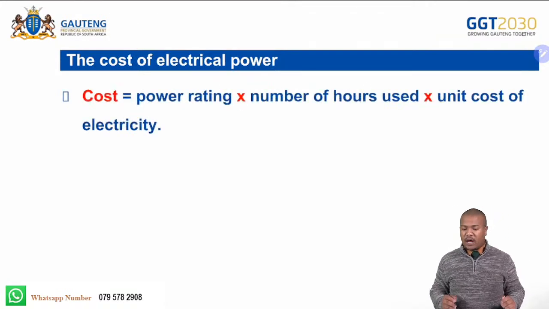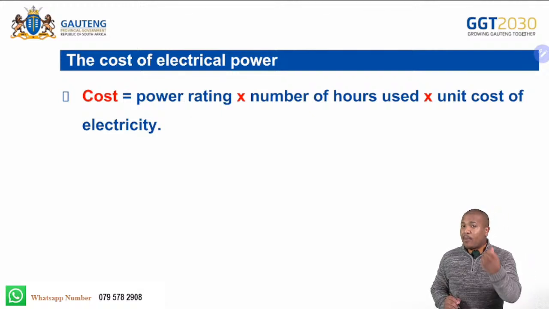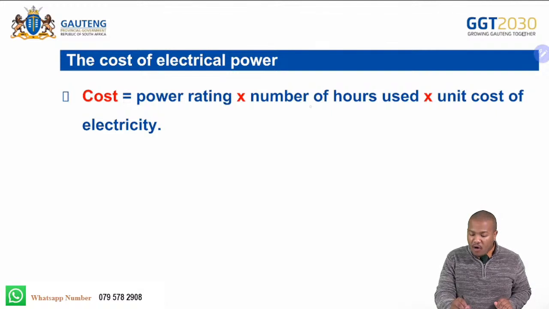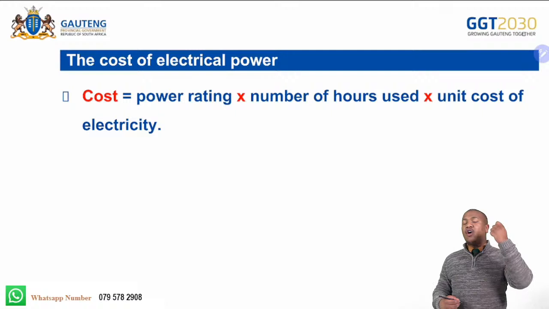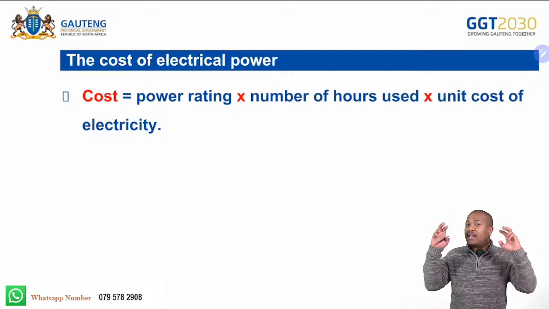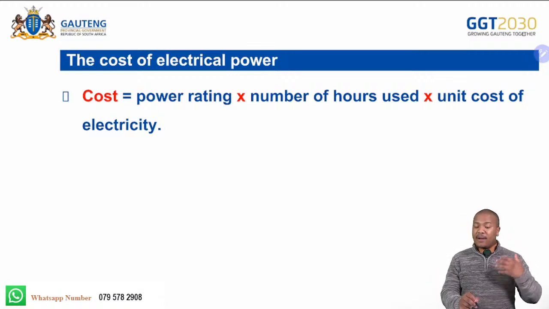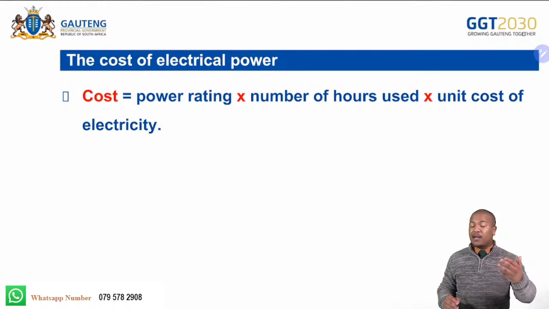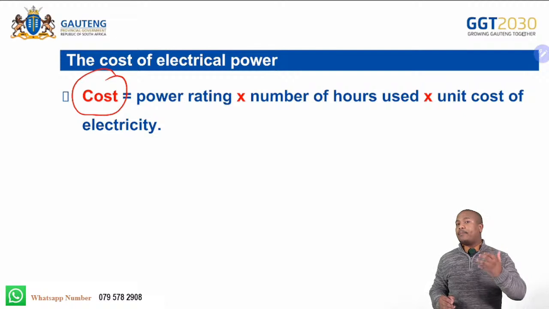So in this formula, the cost is the power rating, the number of watts or kilowatts, multiplied by the number of hours used, multiplied by the unit cost of electricity. Let's say, for example, it is 2 rand per kilowatt hour. So the unit cost of electricity is going to be that 2 rand, multiplied by the number of hours used and by the power rating, to get the total cost of electrical power.